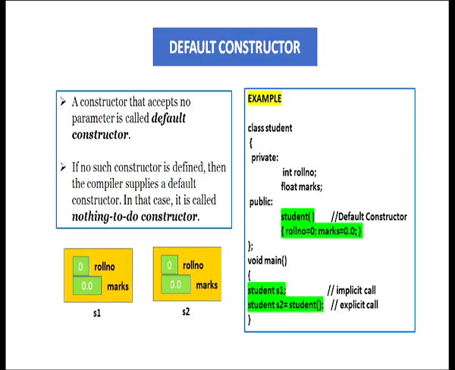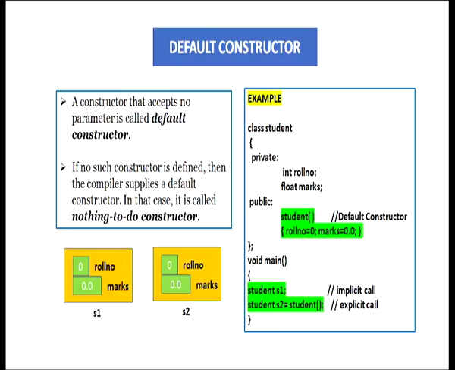In the second statement, we have given student S2 is equal to student followed by a set of parentheses. This is an explicit call of the default constructor. In this statement also, an object S2 will be created, and the moment S2 is created, memory is allocated to its data members, roll number and marks. You can see in the memory diagram, and the default constructor will be invoked and assign the value 0 to roll number and 0.02 to marks.